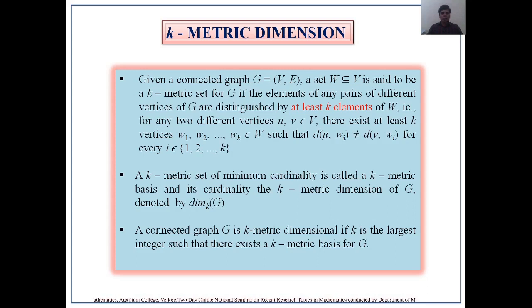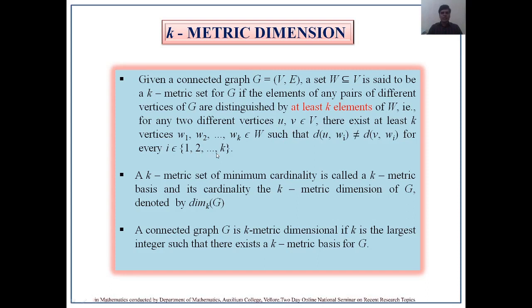A set W, which is a subset of the vertex set of G, is said to be a k metric set for G if the elements of any pair of different vertices of G are distinguished by at least k elements of W. This is what is important, at least k elements of W. That is, for any two different vertices U and V of the vertex set of G, there exist at least k vertices W1, W2 up to Wk belonging to W, such that the distance between U and Wi is not equal to the distance between V and Wi for every i belonging to 1, 2 up to k.